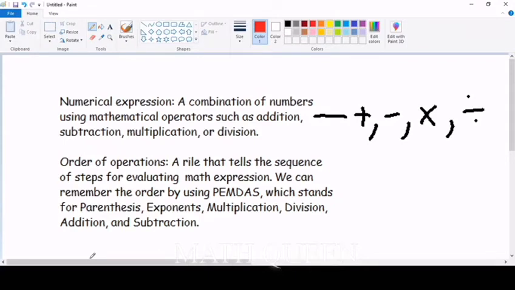We can remember the order by using PEMDAS, which stands for parentheses, exponents, multiplication, division, addition, and subtraction. Please don't let the names scare anyone, or scare you even. This is not hard at all. If you really just learn it, it's really not hard. The name's just super fancy.